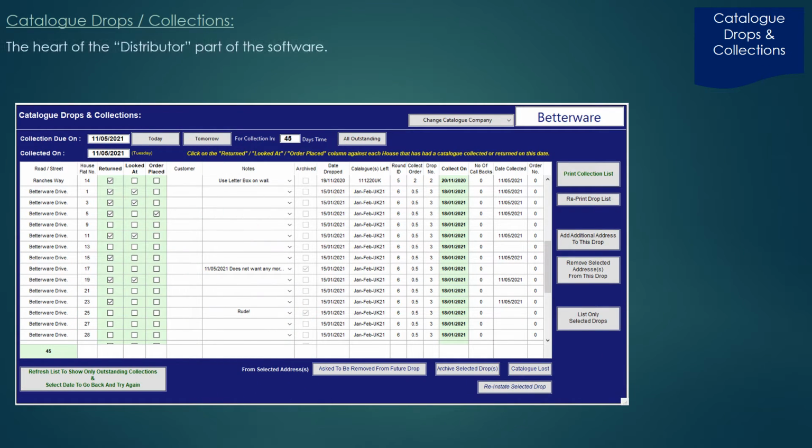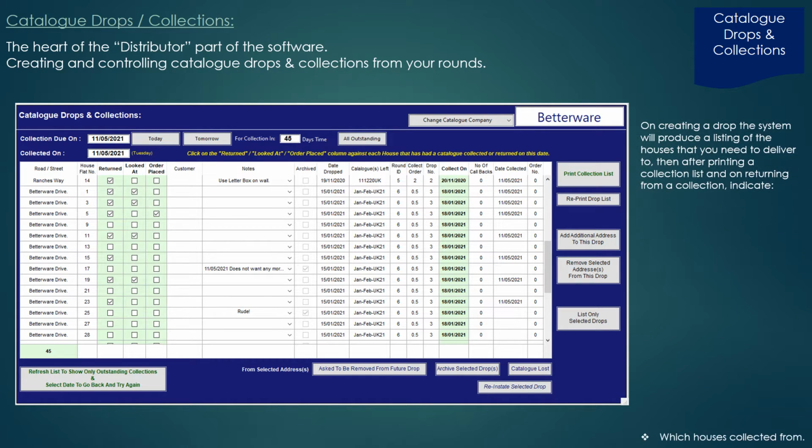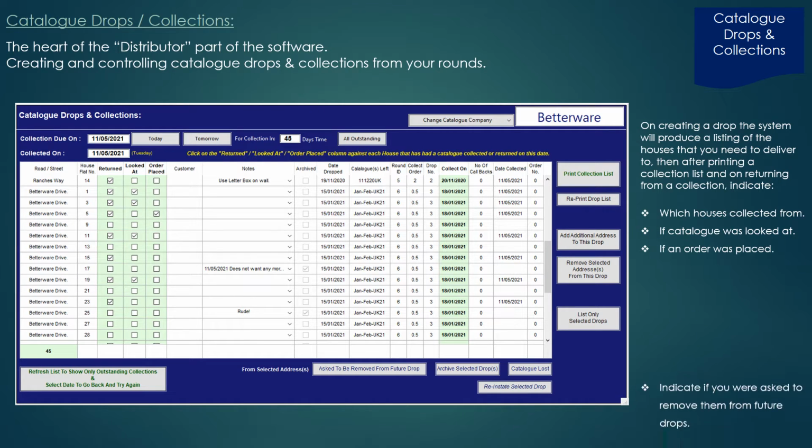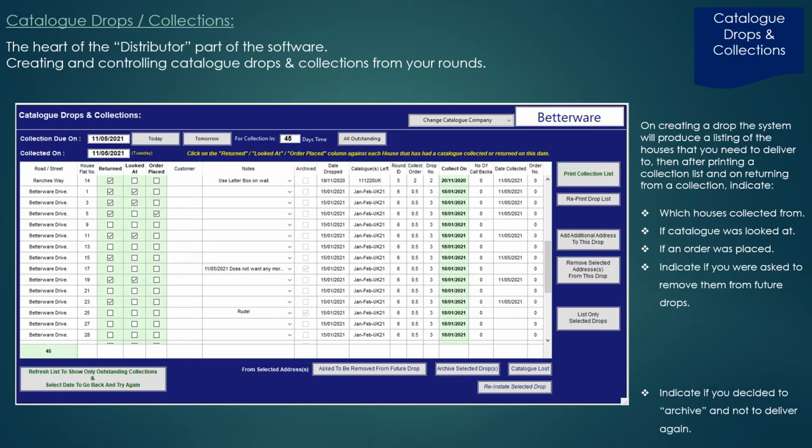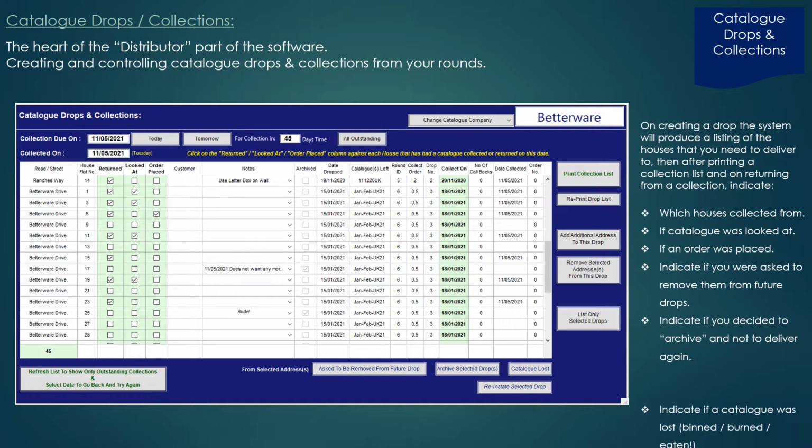Catalogue drops and collections. This is the heart of the distributor part of the software, where we create and control catalogue drops and collections from your rounds. This screen will show you which houses you've collected from, if a catalogue was looked at, if an order was placed, to indicate if you were asked to remove them from future drops, to indicate if you decided to archive and not to drop to them again, to indicate if a catalogue was lost, binned, burned or eaten, or whatever excuse they give you for not returning the catalogue.